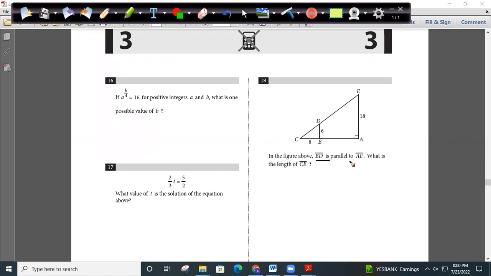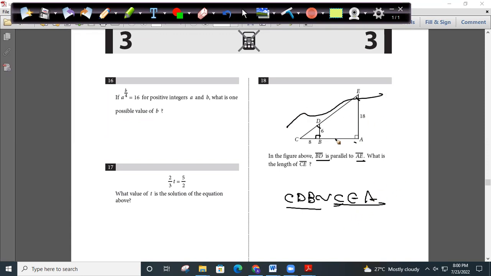In the figure above, BD is parallel to AE. BD is parallel to AE means this angle is the same as this angle. This angle is the same as this angle. So I can happily say triangle CDB is similar to triangle CEA. Triangles CBD and CEA are similar. What the question is asking is the length of CE.